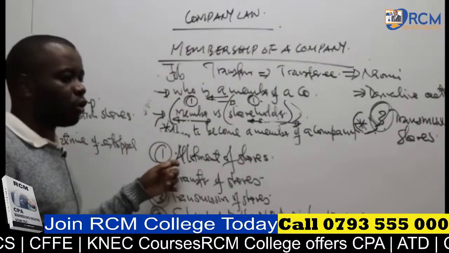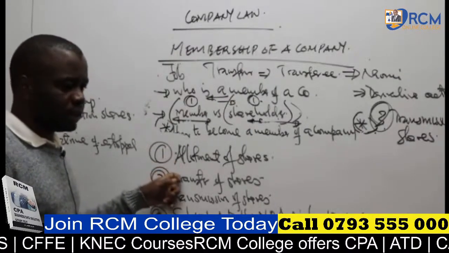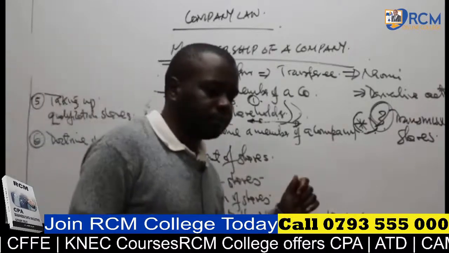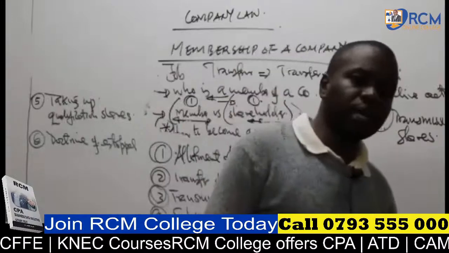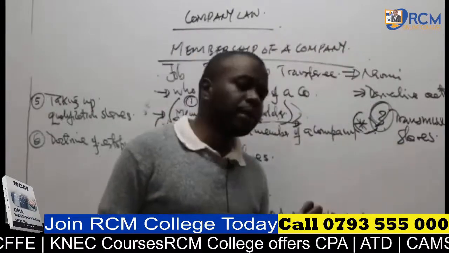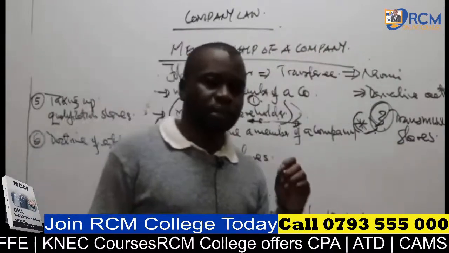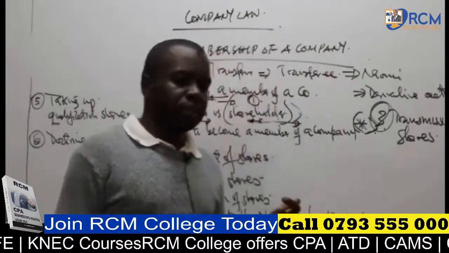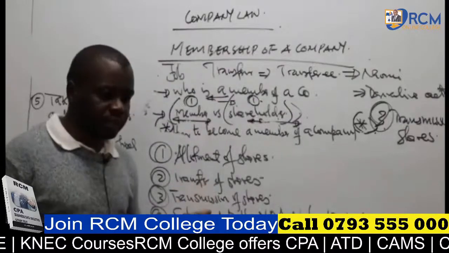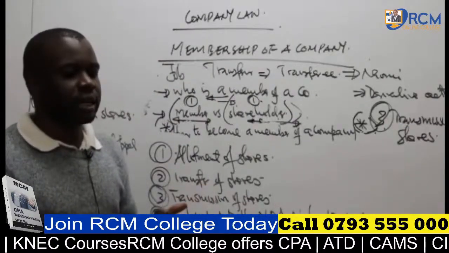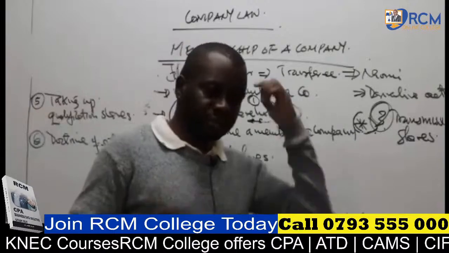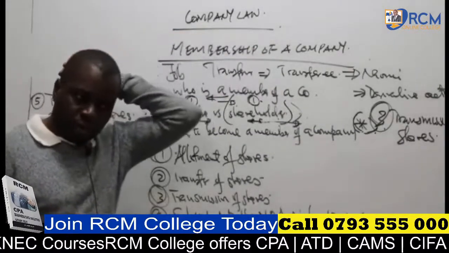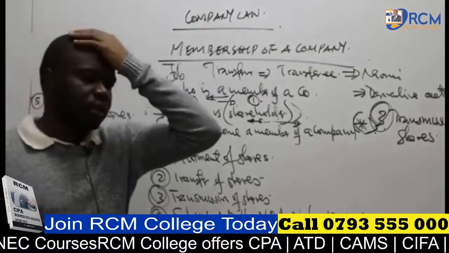So maybe on an initial public offer. Remember, if you can remember very well, part of the characteristics of a public company is that a public company can invite members of the public to subscribe or apply for its shares. So once you apply for the shares, they'll be allotted. Allotting is basically distributing the shares, so agreeing to that particular contract.